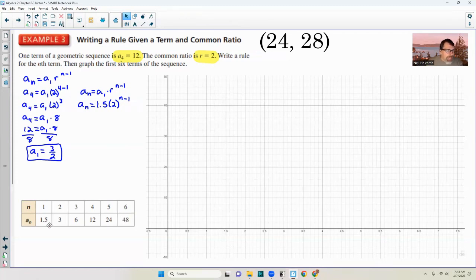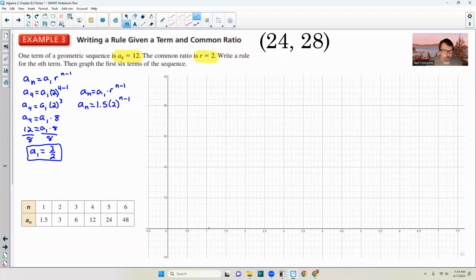Okay, so what's happening here? It's getting doubled. 1.5 became 3. 3 times 2 is 6. 6 times 2 is 12. 12 times 2 is 24, 48, and so on. So as n increases by 1, a sub n is increasing by double. Okay, now I'm going to graph that.